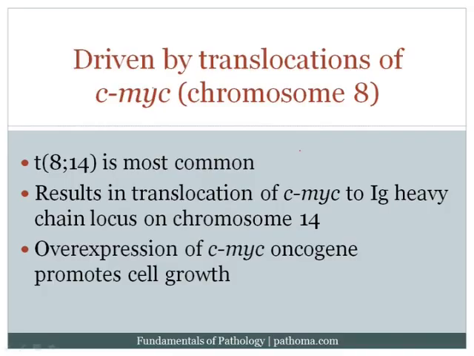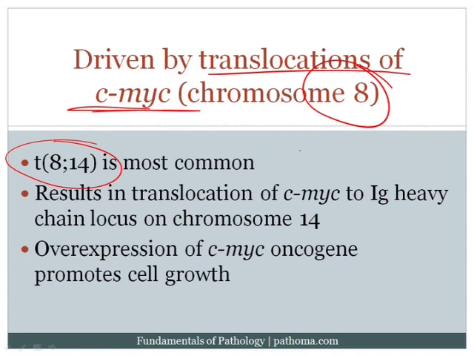Very important to know about these tumors that they're driven by translocations of c-MYC. c-MYC is present on chromosome 8. The most common translocation is an 8;14 translocation. In this particular case, c-MYC gets translocated to the immunoglobulin heavy chain locus on 14, and that results in overexpression of c-MYC. Now, c-MYC is a nuclear regulator that activates multiple genes necessary for promotion of growth. And so when you have a lot of c-MYC, you're going to have a lot of growth. And that is then going to drive production of the tumor. So most important to recognize that it's c-MYC that drives production of this tumor.